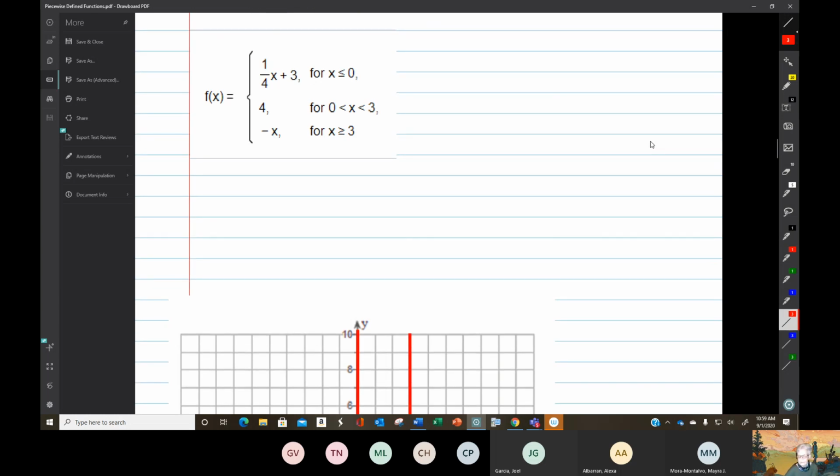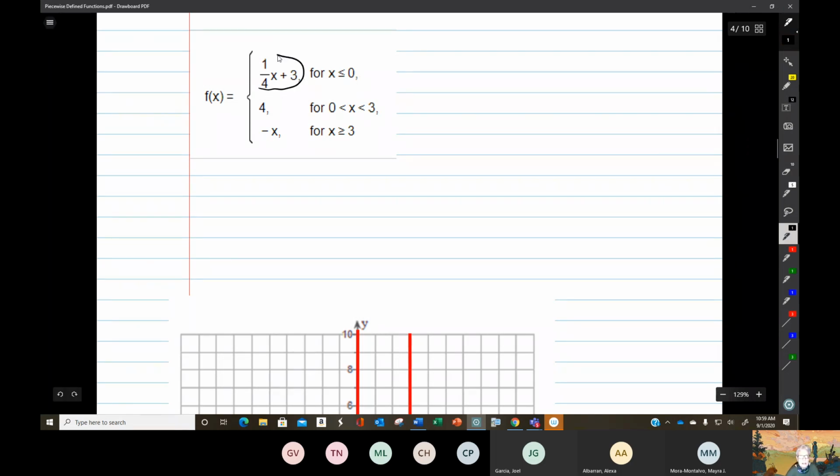Okay, now I'm going to, let's see, I have to decide on my colors. I'm going to keep 1/4 x plus 3 black. I'm going to let 4 be green. And I'm going to let negative x be blue. This is just to remind me, just me.